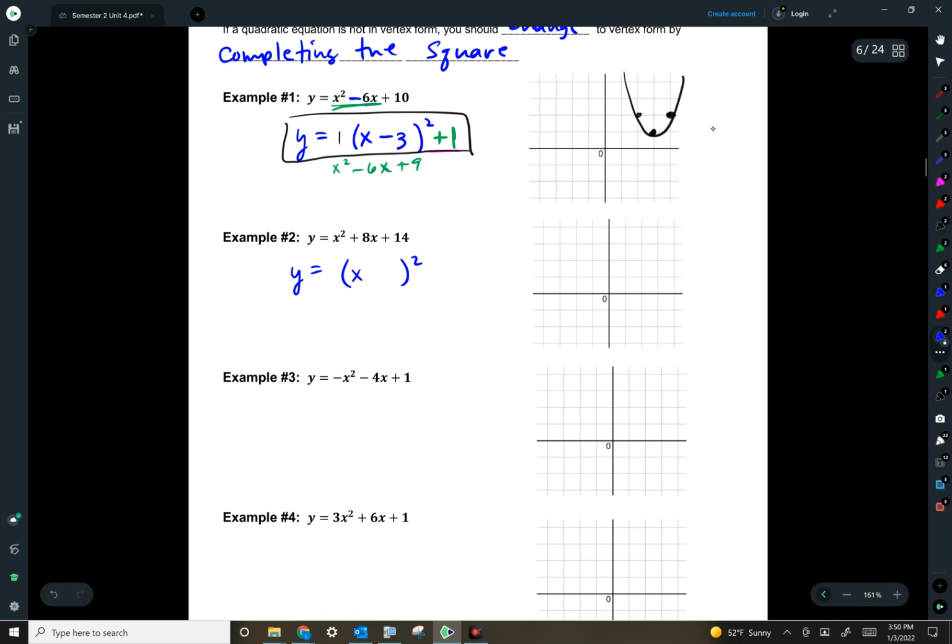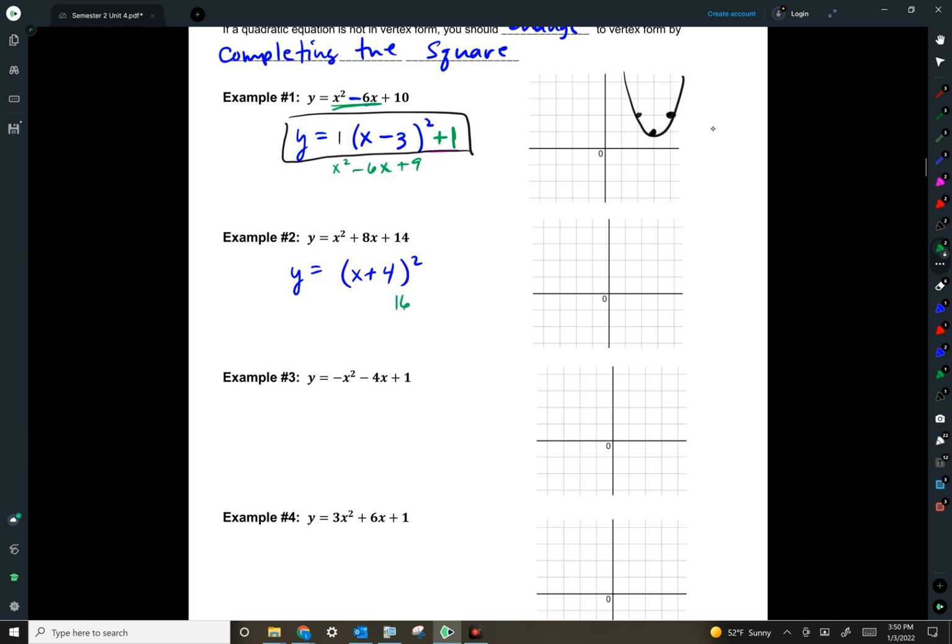Well, it's going to be x plus, remember we always take half of the x number, so half of 8 is 4. Now, instead of writing all of that out like we did up above, I don't need to worry about the x squared and the 8x. That's not a problem. If this were squared out, what would the last number be? Well, the last number would be whatever 4 squared is, so the last number would be 16.